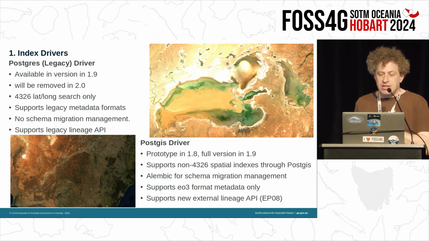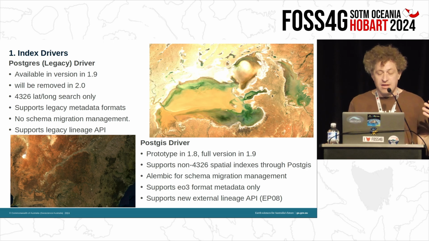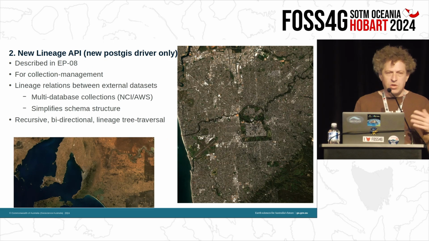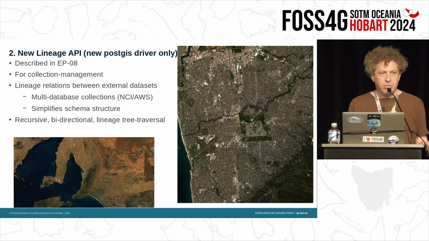Some breaking API changes are being piggybacked onto the index driver transition. For example, the legacy driver supports legacy metadata formats and the legacy lineage API, while the PostGIS driver requires EO3 compatible metadata as a minimum and uses a new lineage API. So why a new lineage API? Lineage information, so which data sets are derived from which, is an important aspect of collection management, especially for large complex collections like DEA. Previously, we could only track lineage relationships within one index, and lineage data was tightly coupled to the main database table, complicating the indexing process.